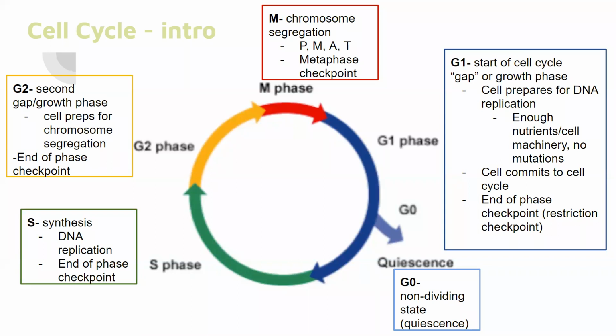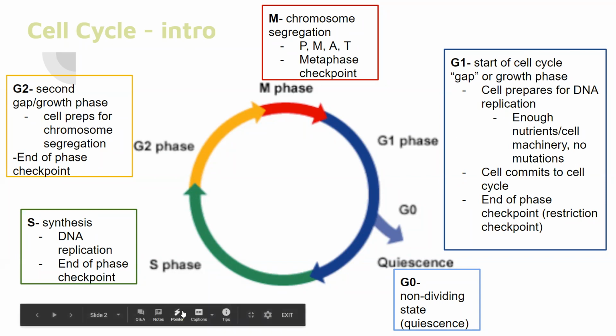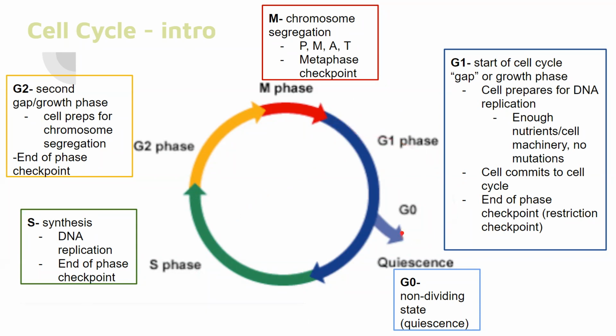Okay, so this is just an overview of everything in the cell cycle. So we start with G0, which is kind of where everything starts, but G1 phase is the start of the cell cycle. The G stands for gap or growth, because we have these two of them. We have G1 and G2, and during both of these phases, the cell is pretty much growing.